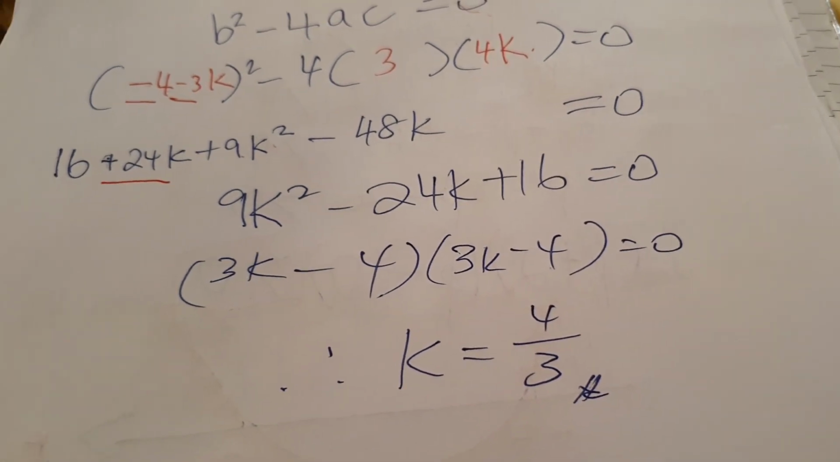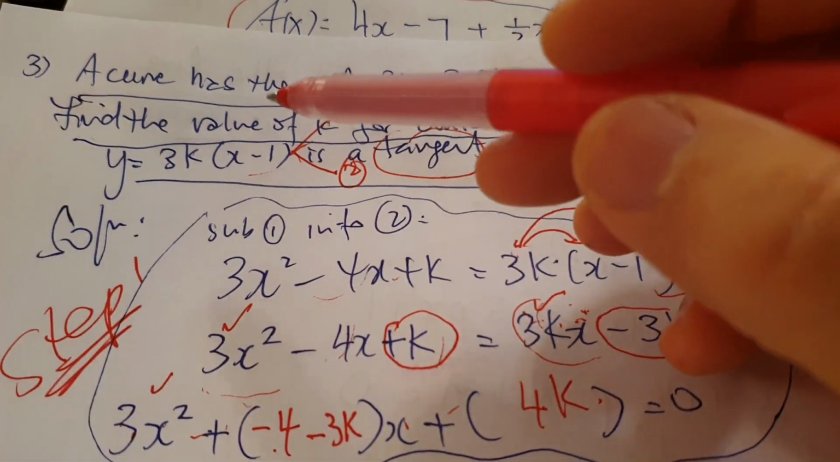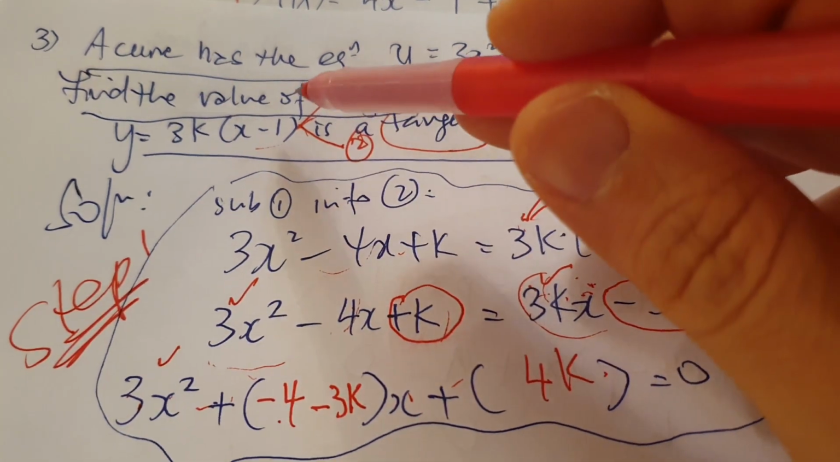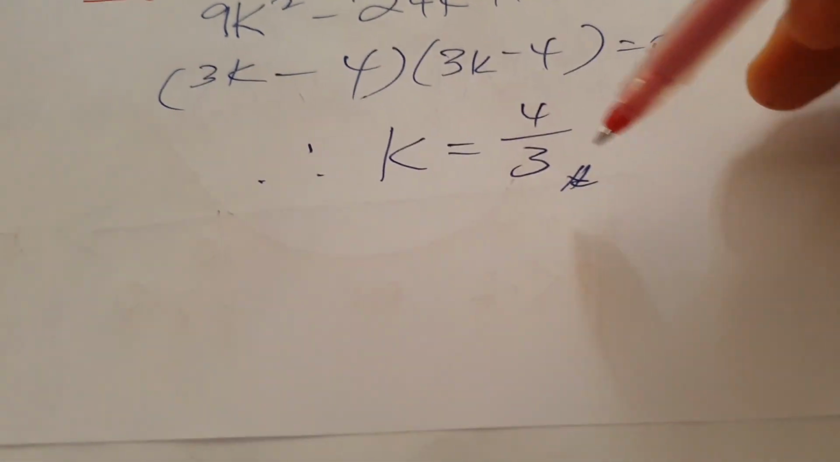That's what you see. The question is correct. They say find the value. They didn't say values. There's only one answer for k.